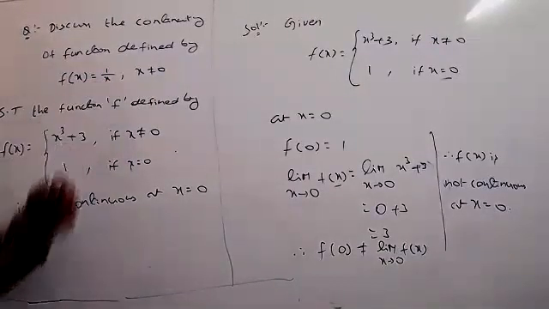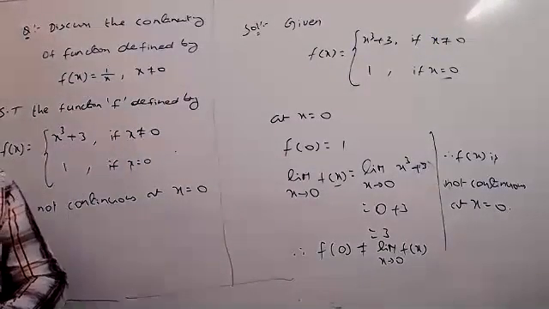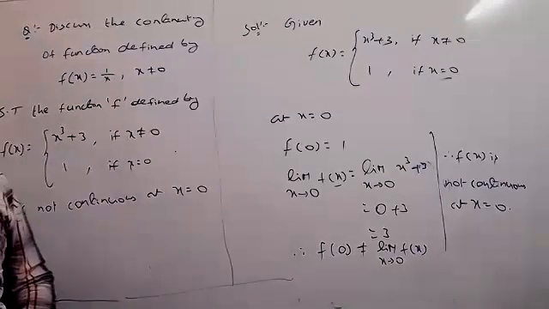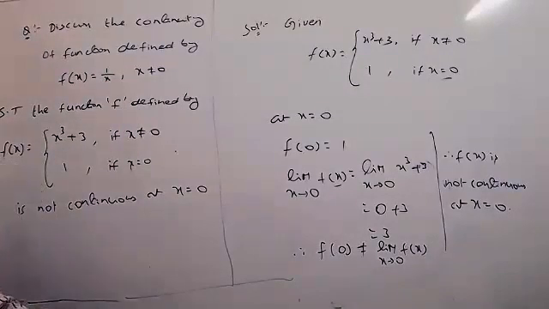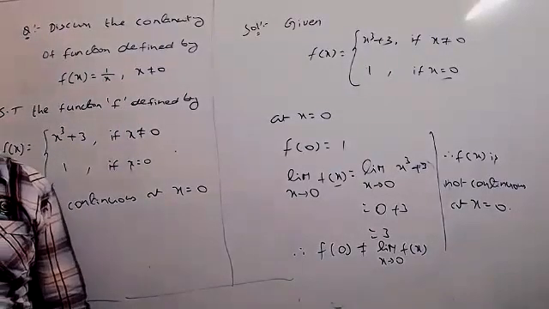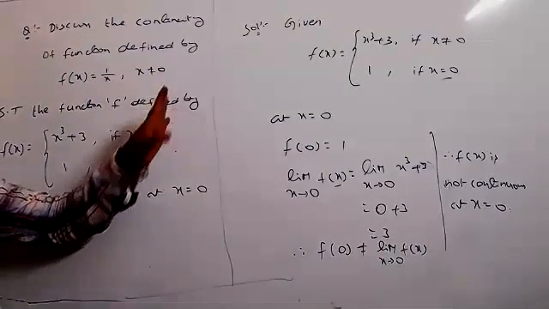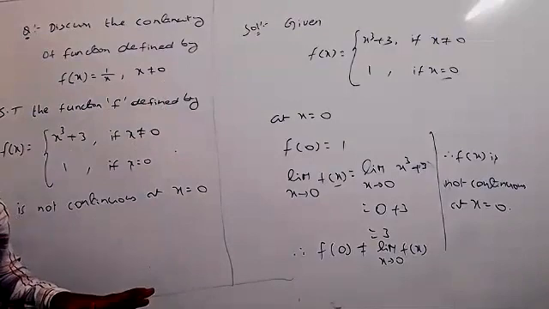This you can try later. It is very easy only. Small question it is. Discuss the continuity of the function defined by f of x equal to 1 by x, x not equal to 0. Here, what is the meaning of x not equal to 0? Except x equal to 0, remaining all the real numbers you can take.